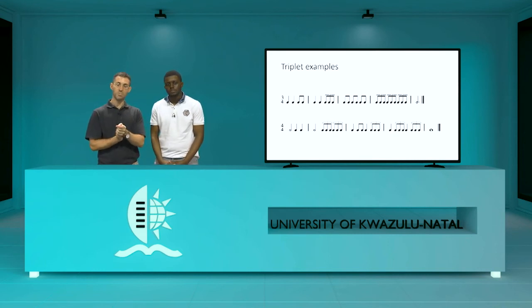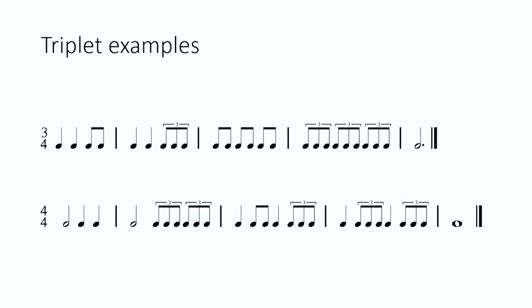In this case, the triplets mean that each pulse must be divided into 3 instead of 2. Listen to it again. 1, 2, 3, and 1, 2, dot, dot, dot, 1, and 2, and 3, and 1, 2, 3.